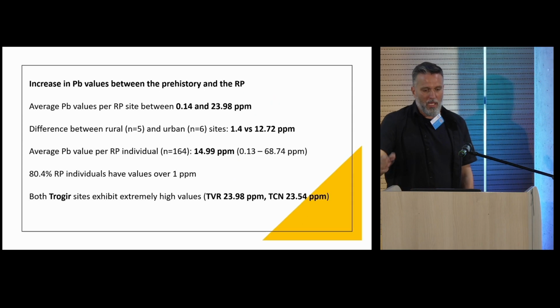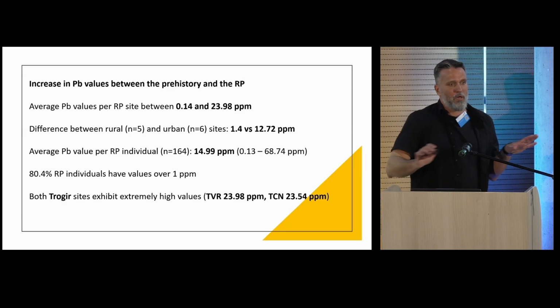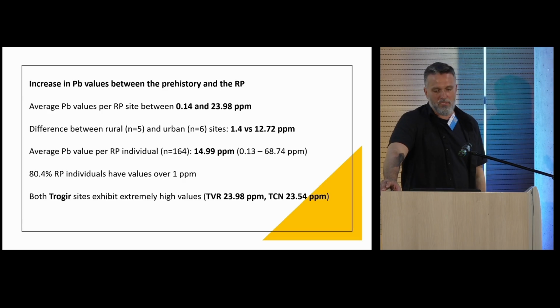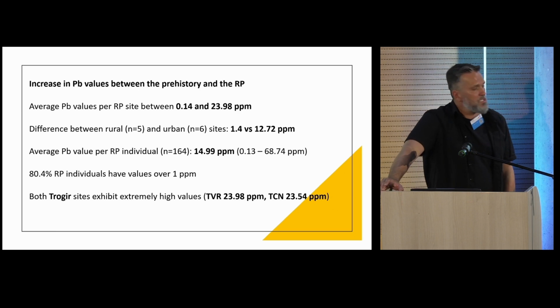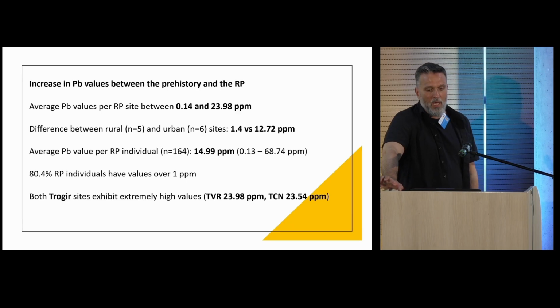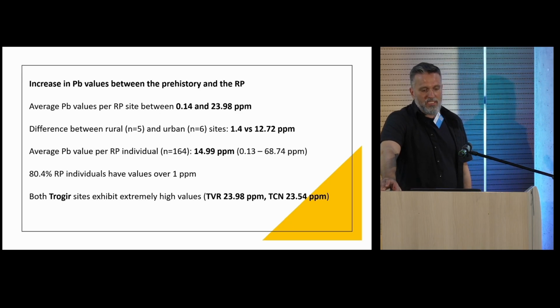So obviously, when we are talking specifically about Roman period sites, average lead levels are quite different. The lowest values were recorded in Ozalj, but we have only 2 individuals so far, 0.4 ppm. And for Trogir, we have almost 24 ppm, so these are really huge differences. And we could establish differences between rural and urban sites. The average value for a rural site is 1.4 ppm, and for urban sites is 12.72. So you can see it's almost 10 times more.